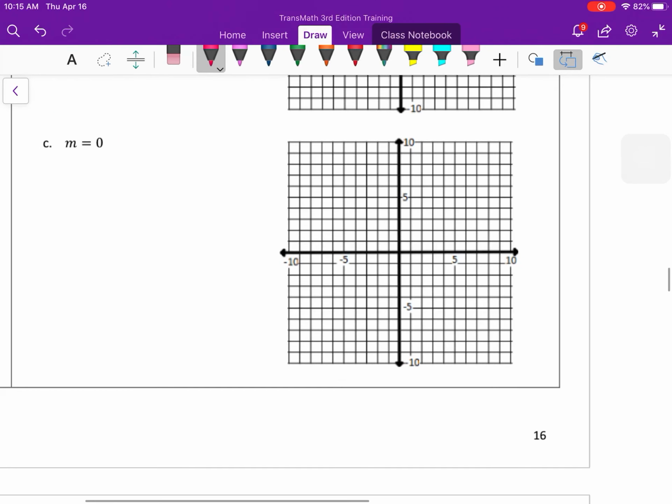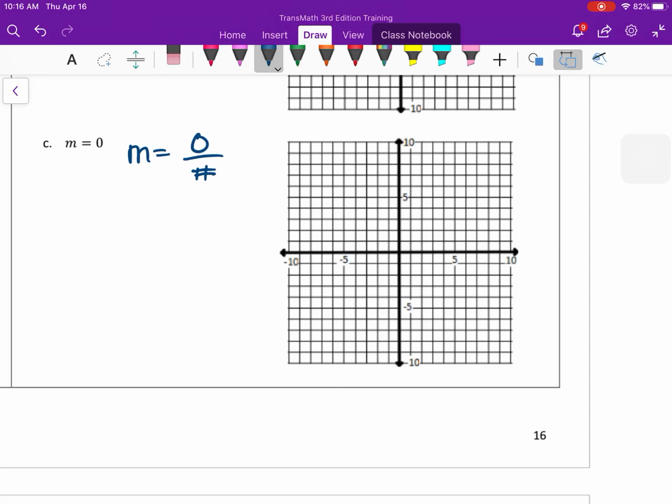Okay, a slope of 0. We just saw that the undefined slope was that vertical line. So you might be thinking, well, I have a slope of 0. That's going to give me my horizontal line. And you'd be right. So a slope of 0 is like 0 over any number. So you can have 0 on the top when you're dividing. 0 divided by anything is just 0.